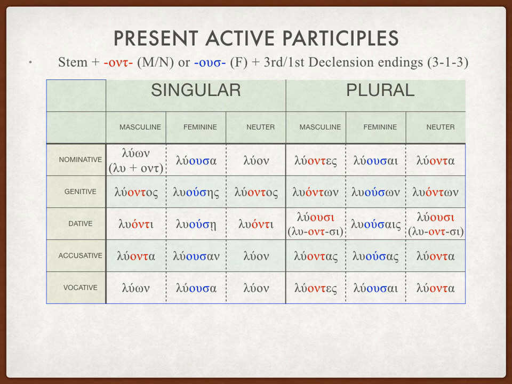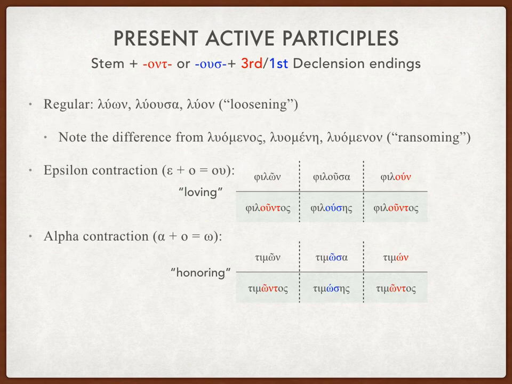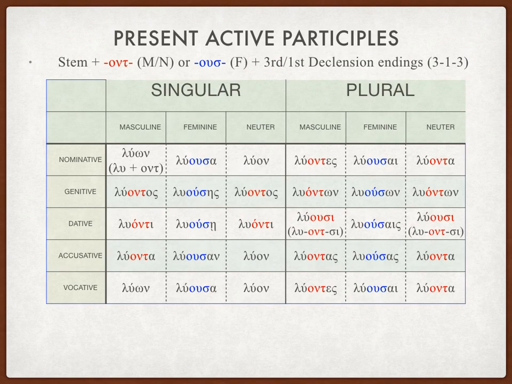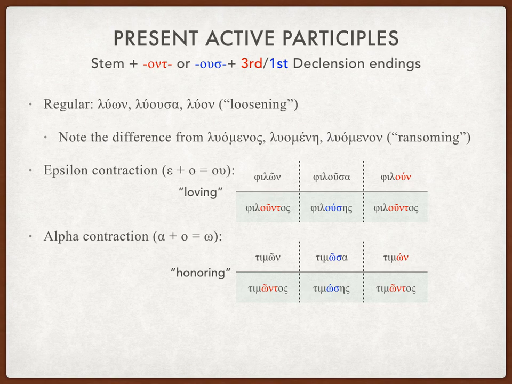No matter what verb you have, it's going to follow this system. So the only thing to really pay attention to at this point, once you know the basic formula, and again, I emphasize that rather than think about memorizing this whole chart, some 30 different forms, it's much easier to remember the formula that you have at the top here. You really just want to think about participles as a basic formula where you take a verb stem, like lu, add ont or us, depending on the gender, and your 3-1-3 endings. So following the third declension for the masculine and neuter, first declension for the feminine.